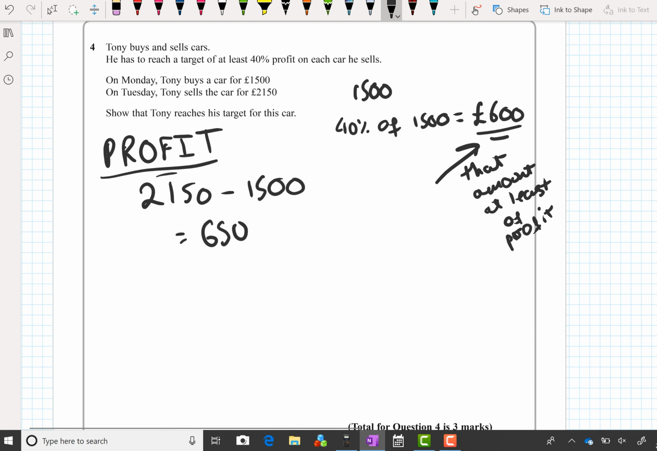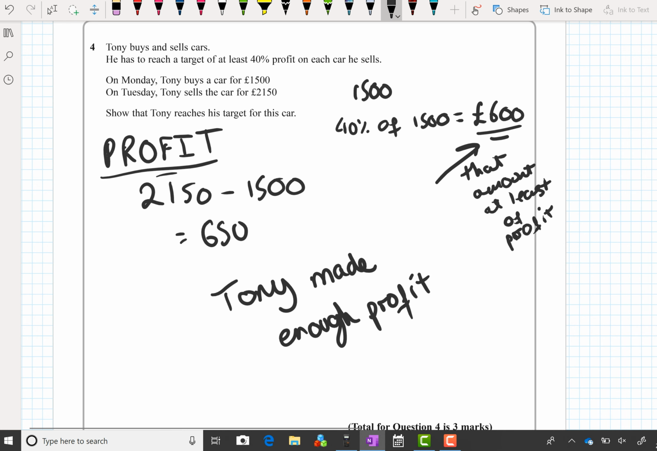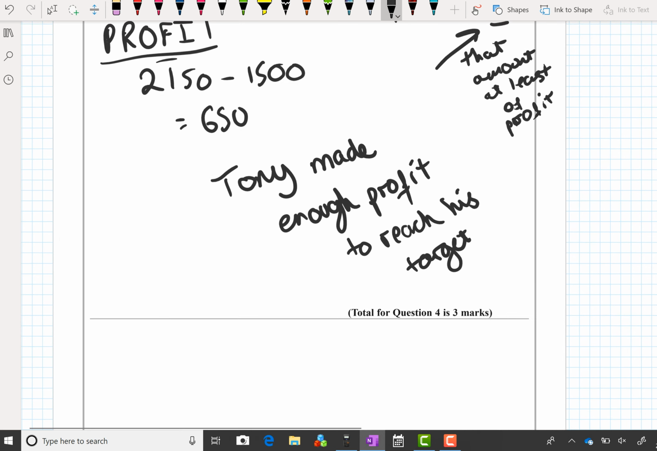So 650. That's how much profit he actually made, and he needed to make at least £600. Tony made enough profit to reach his target. Target, probably wouldn't write it like italic sideways in an exam, but I'm learning on OneNote. Yeah, so we just showed it. So he actually made £50 more than the minimum. You could say that if you'd like.